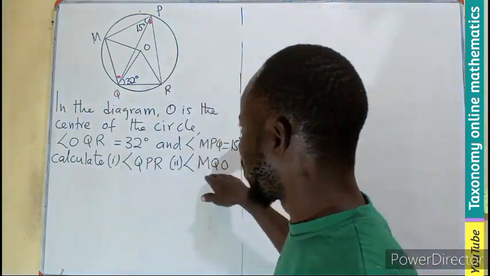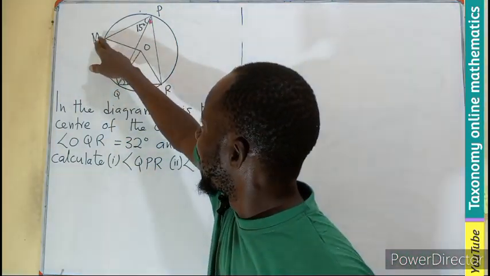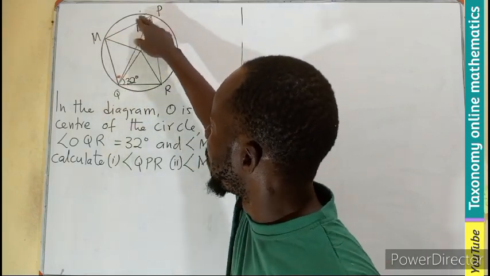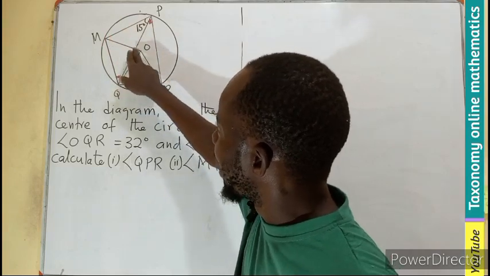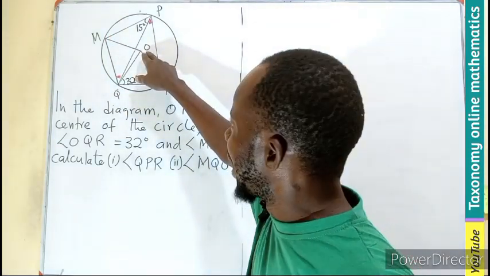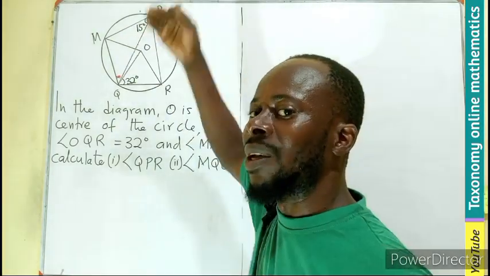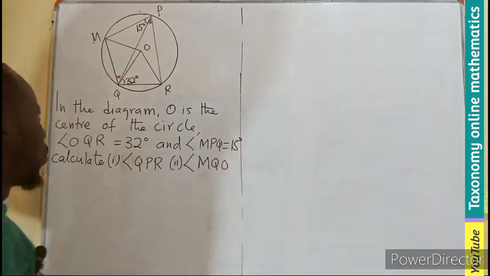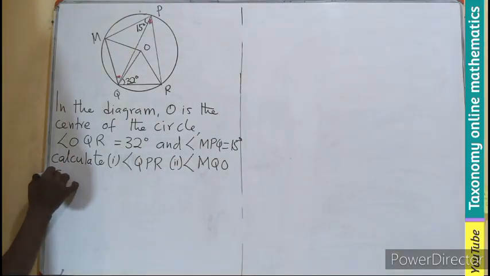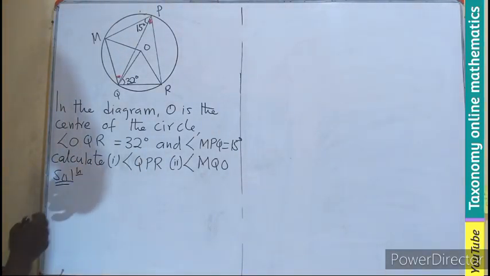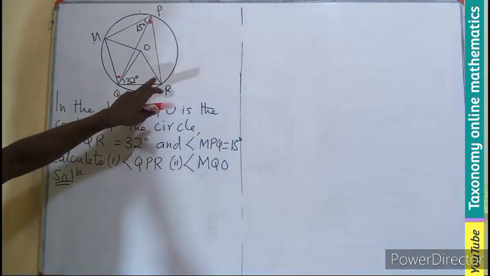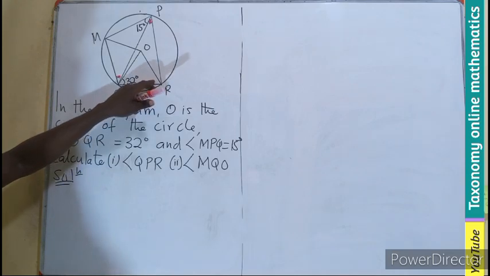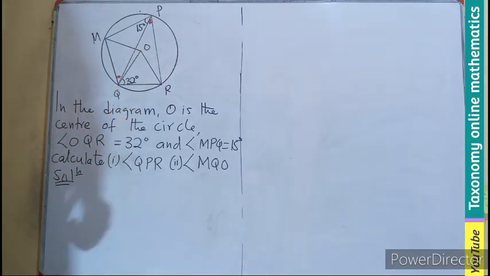Then we can see that this is a chord MQ, subtending an angle at the circumference, and the same chord subtends the angle at the center here. So the angle at the center is twice the one at the circumference. We can use that property also. So let's see how we can do that. The first thing to do is to indicate that this is the base angle of the isosceles triangle.